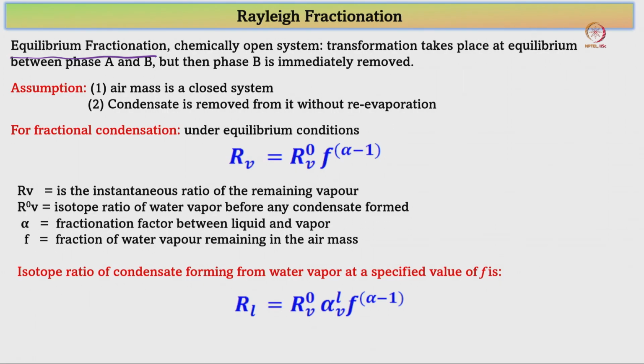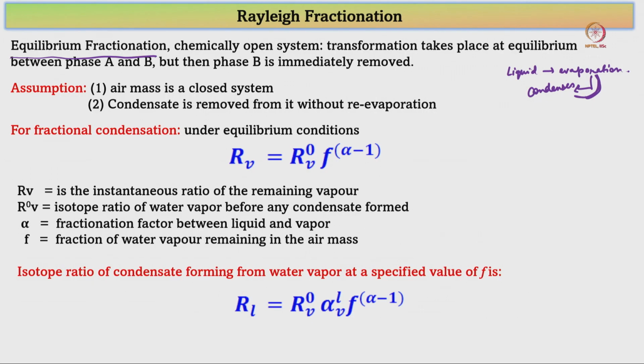Transformation takes place at equilibrium between phase A and phase B. So, whatever is the phase, if the liquid is evaporating, there is evaporation, and from that evaporation again it condenses back. So, this process is at equilibrium.